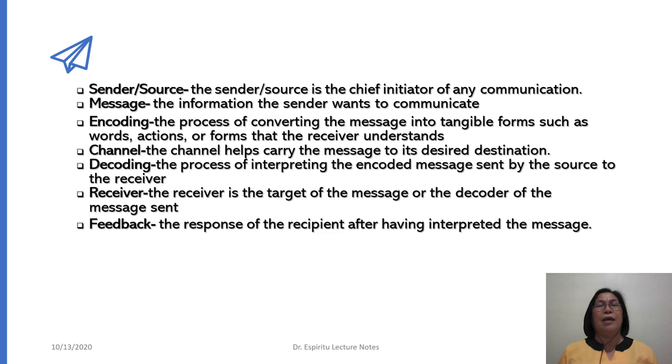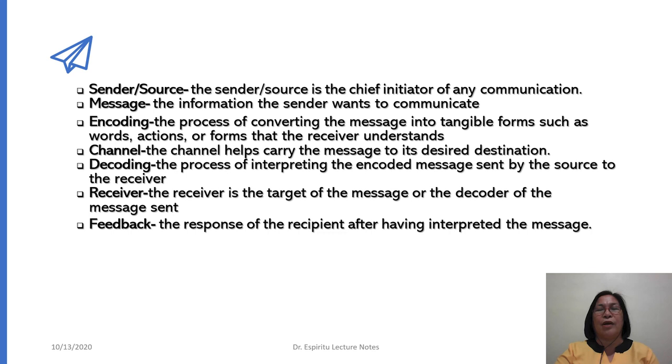So sometimes when you receive a text message or a message from somebody on Messenger or chat, and you don't know the person sending it to you, you will have to try to analyze what is the motive, what is the intention of this person, why is this person trying to communicate with me. Okay, we will give more examples later.